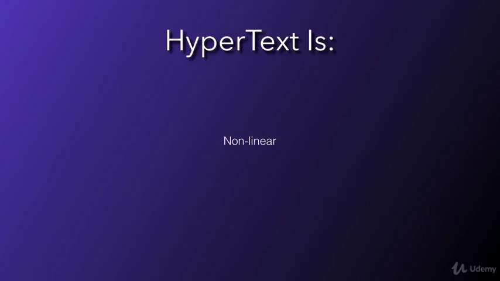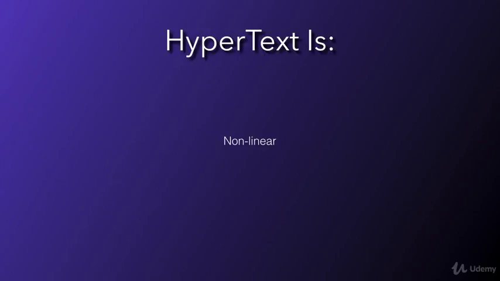So text is linear, meaning that if you're going to read a paper, you wouldn't start reading at paragraph 9, then read paragraph 3, then 5, then 1. You would usually read it from start to finish, assuming that you read the whole paper. But hypertext is non-linear, meaning that you don't have to read it in the order the author presents it. You can read it any way you want.